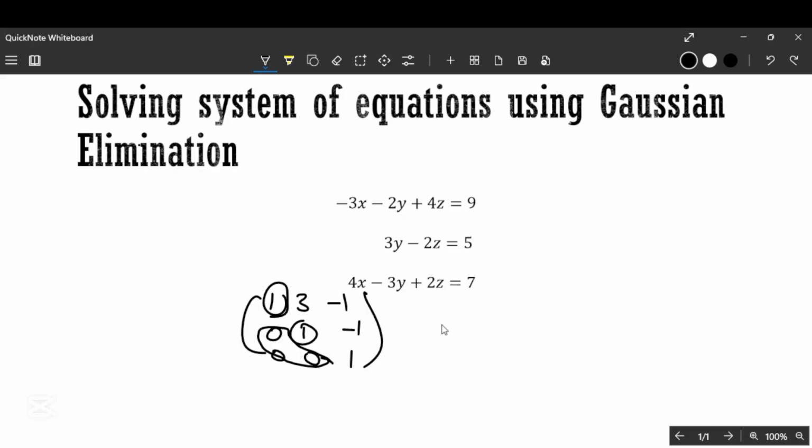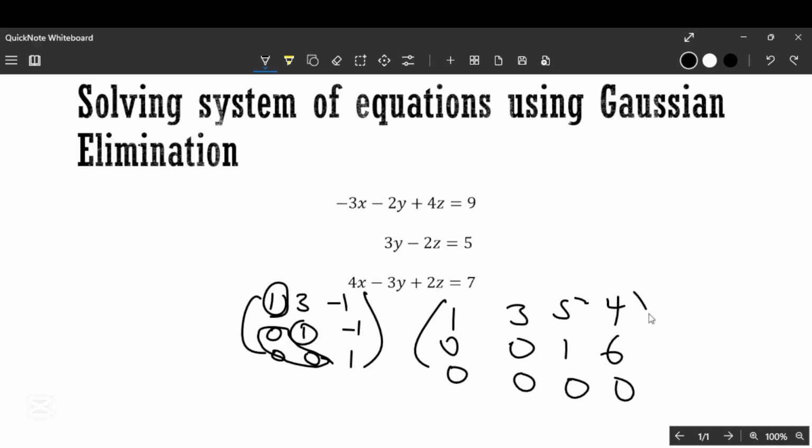Now let's look at a different case here. Let's look at this particular matrix: 1 3 5 4, 0 0 1 6, 0 0 0 0. Of course, this is in a row echelon form because why? The first non-zero entry of the first row equals 1, and the first non-zero entry of the consecutive row also appears to the right, and then the rows of zeros all appear at the bottom. Of course, that is what is happening here.